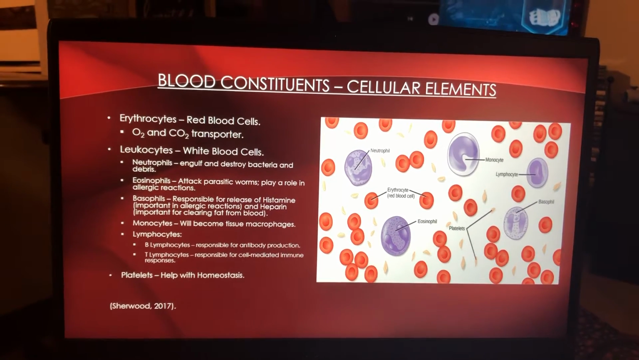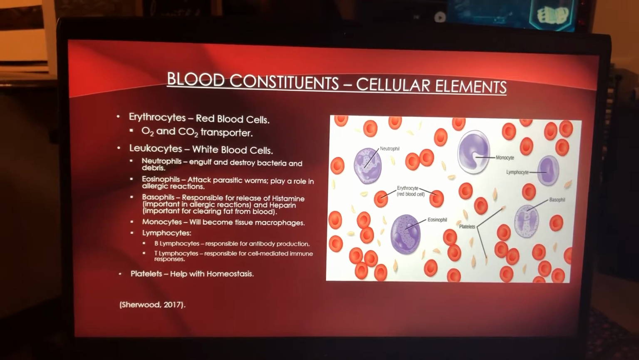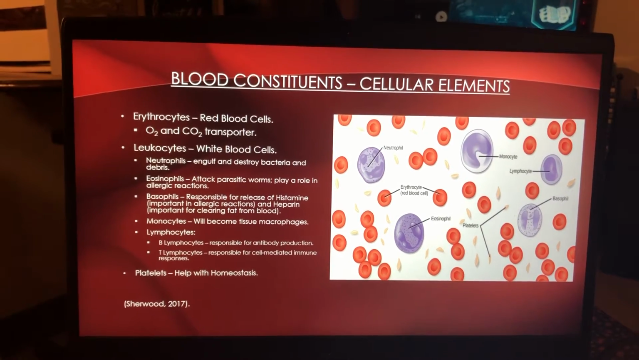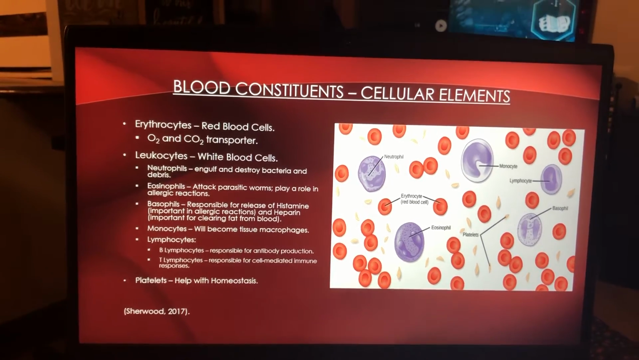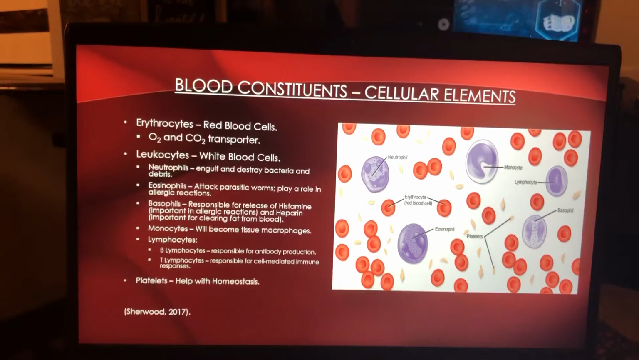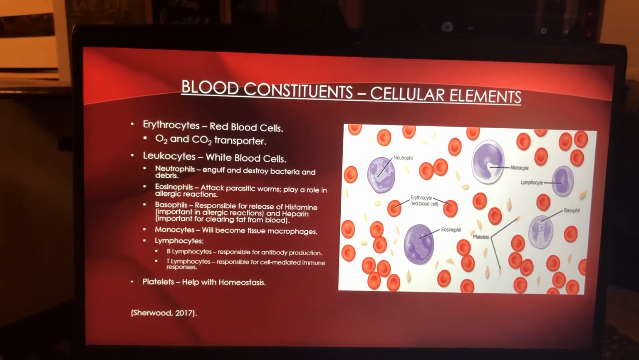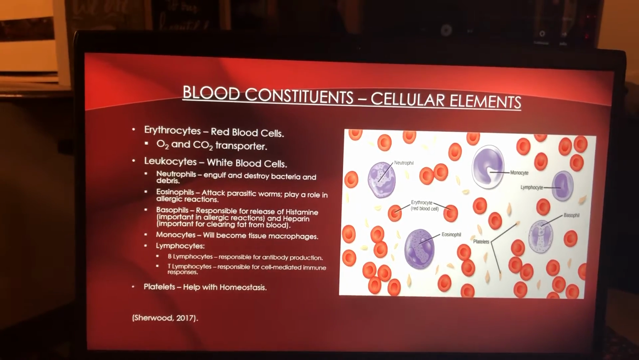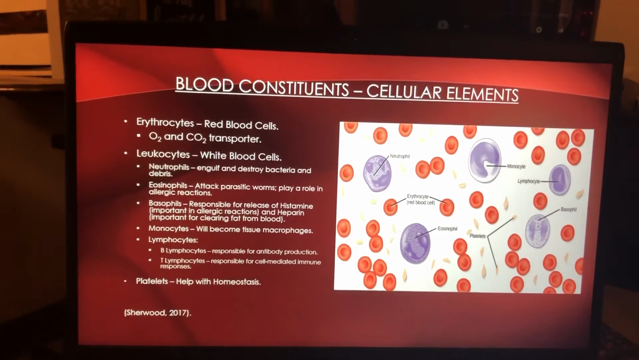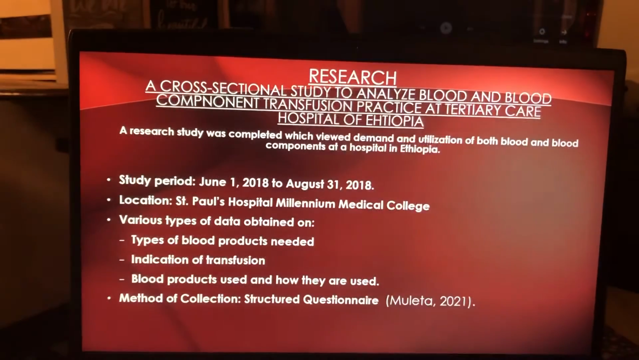They also release heparin. So heparin is important for clearing fat from the blood. So if you have a high lipid diet that are not good lipids, so like you eat a lot of fatty foods, oils, things like that are not good for you, then your blood can fill up with this fat and it can cause you to have clots or blockages throughout your body, which can cause a lot of problems like stroke and a lot of issues. So these basophils have that heparin.